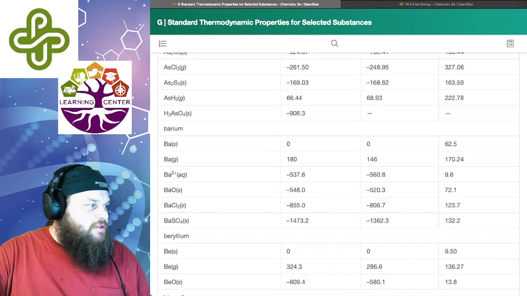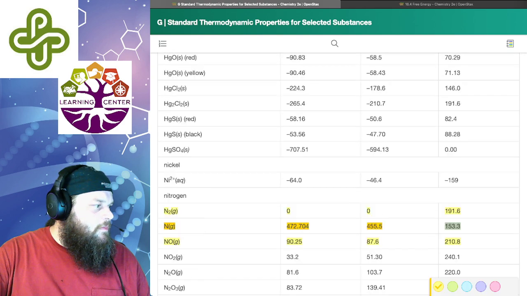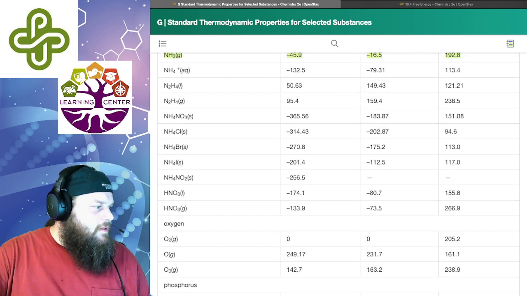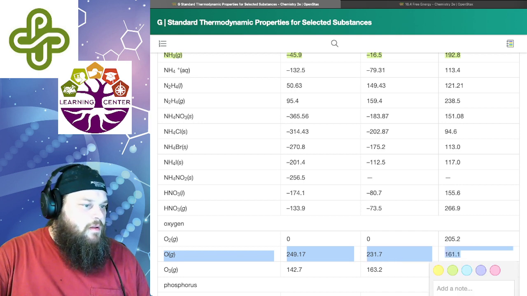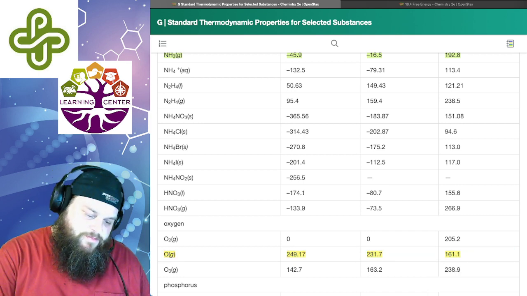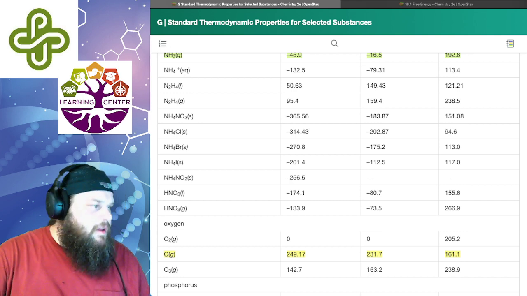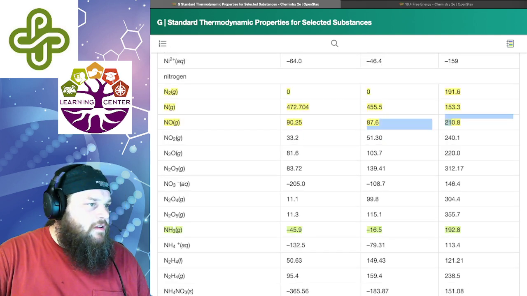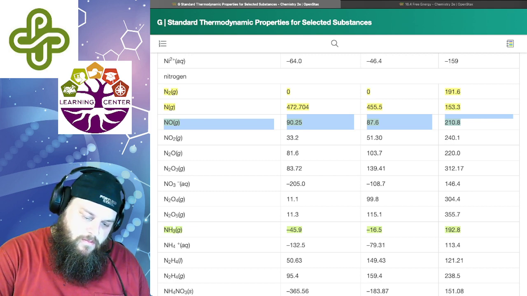For oxygen gas, that's going to be this one. I didn't highlight it for some reason. We have 161.1, so 161.1 joules per Kelvin. And for NO, it was here at 210.8.